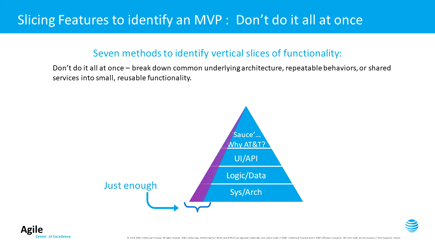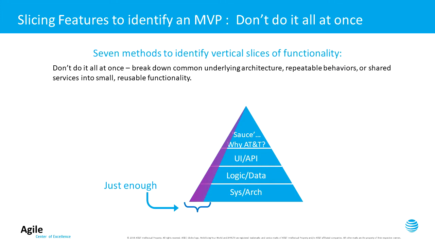The next method for identifying vertical slices is don't do it all at once. Bringing back that familiar pyramid in the graphic that shows the vertical slice, this is used again to illustrate breaking down some common underlying architecture or repeatable behaviors or shared services into small, reusable functionality. Business features often rely on the same underlying system behaviors, making the first feature to be implemented look very large and complex. Instead, consider breaking out these common functionalities to simplify the implementation of many business features and minimize risk.